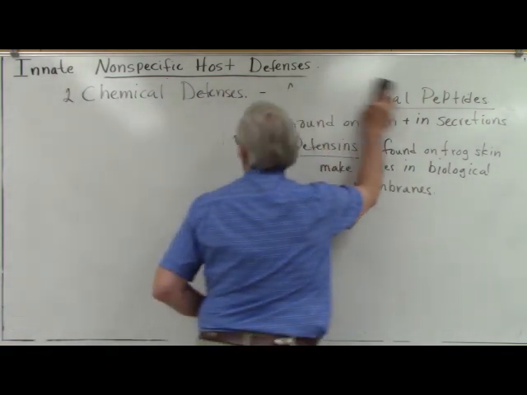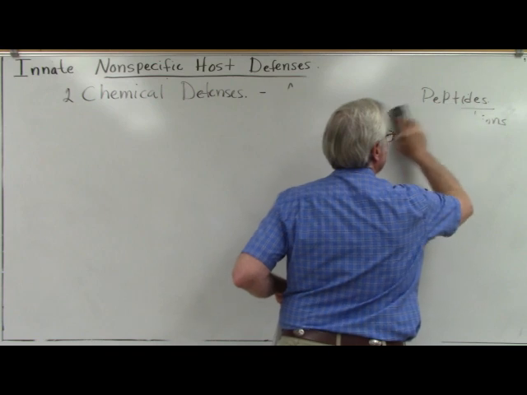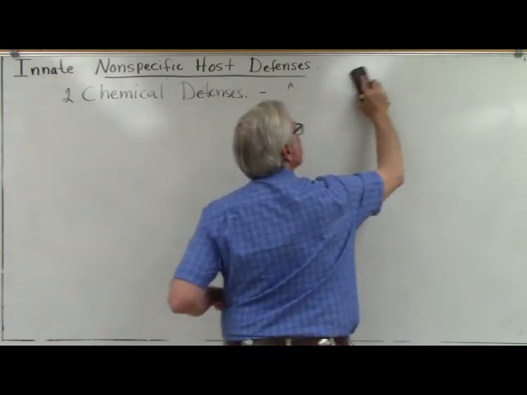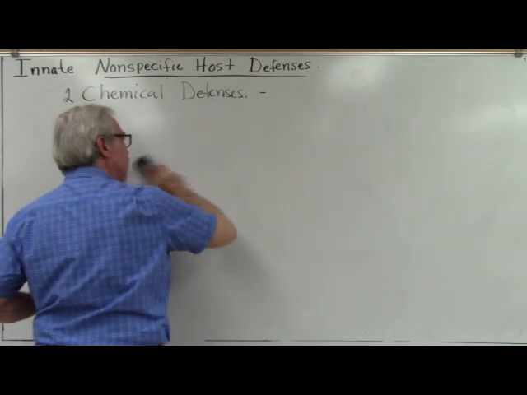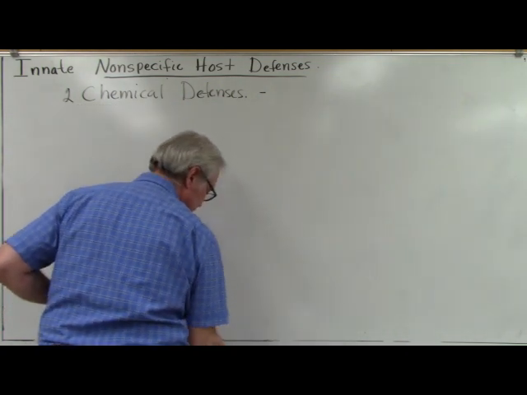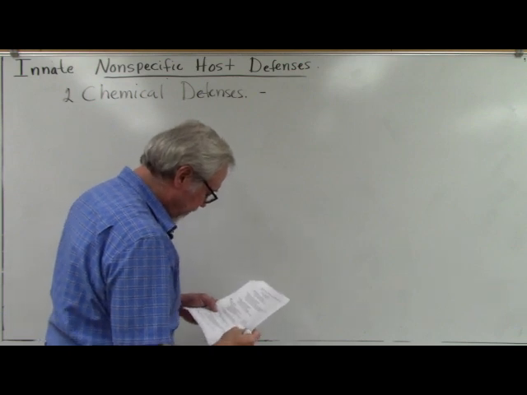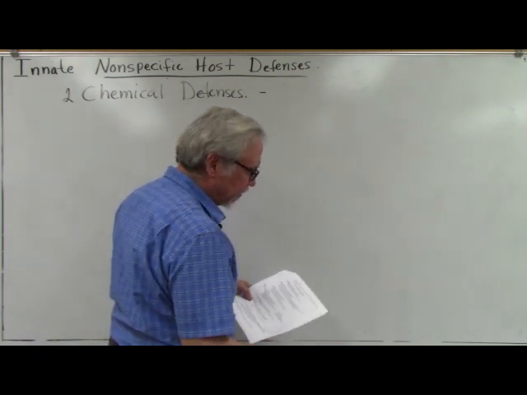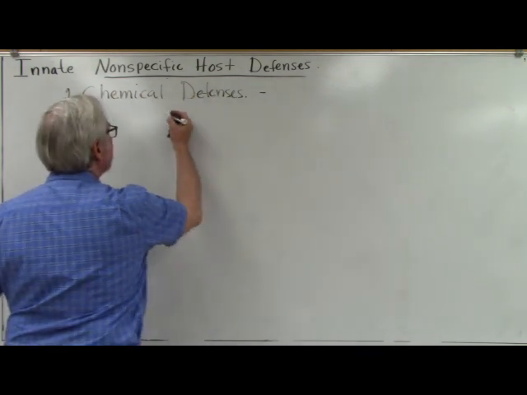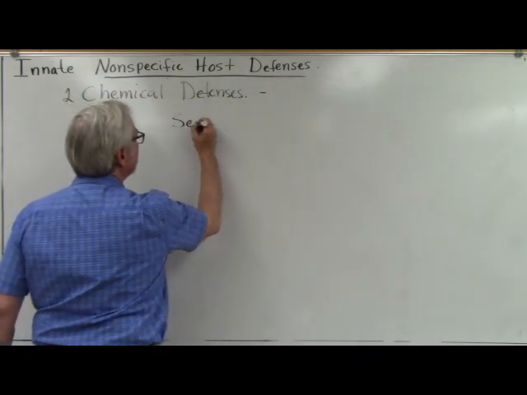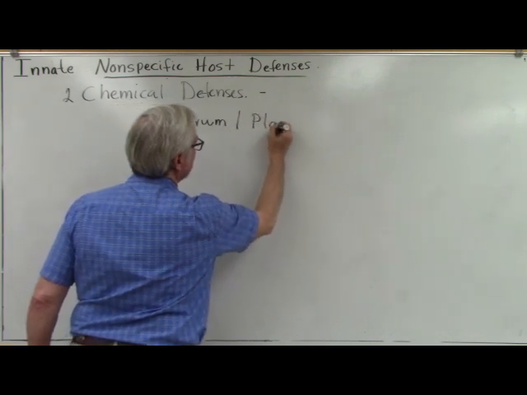All right, the next category of chemical defenses are things that you find in serum. Now, serum is the watery component of blood minus the clotting factors. So it's basically found in blood plasma and serum, again, the only difference being presence or absence of clotting factors. So serum or plasma.